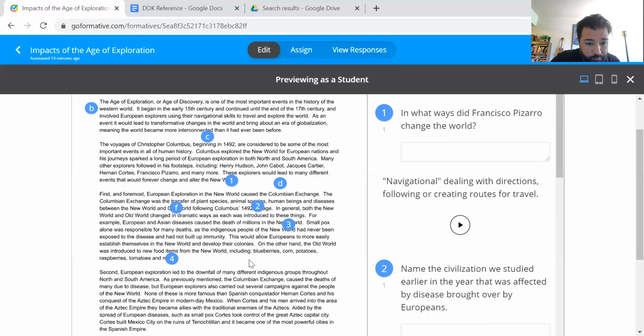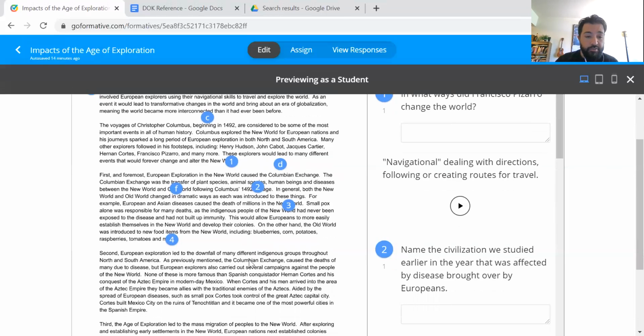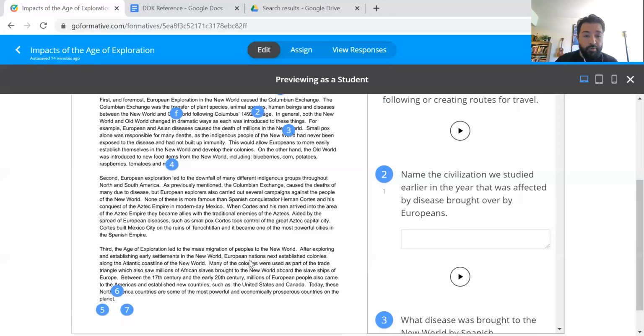All right. Smallpox alone was responsible for many deaths, as the indigenous people of the New World had never been exposed to the disease and had not built up immunity. This would allow Europeans to more easily establish themselves in the New World and develop their colonies. On the other hand, the Old World was introduced to new food items from the New World, including blueberries, corn, potatoes, raspberries, tomatoes, and more.